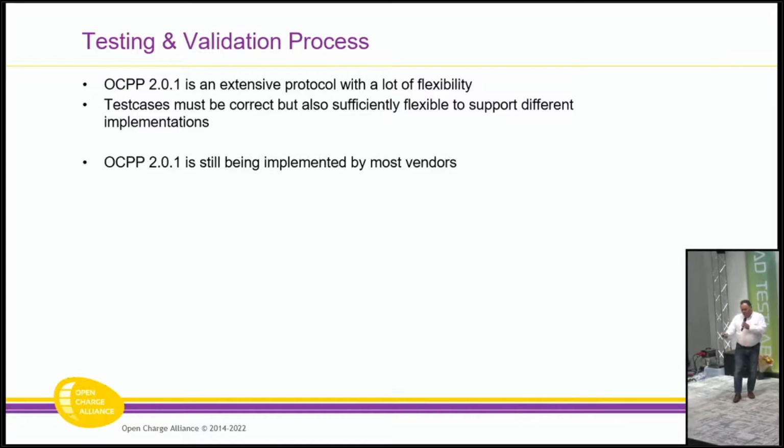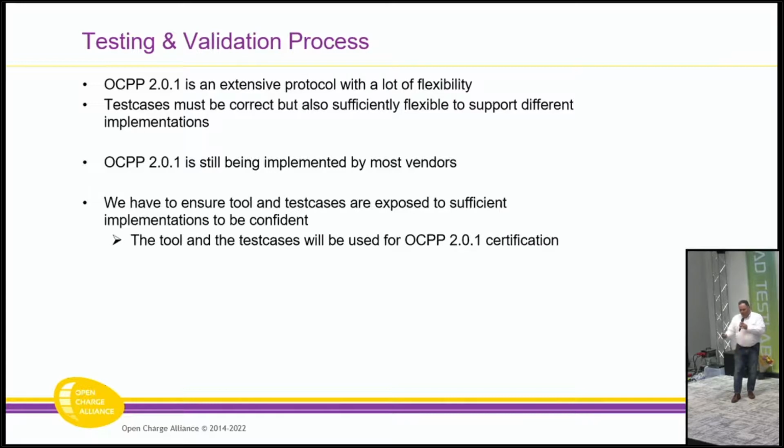What we also see is that OCPP is still being implemented. That makes our testing a little more complex because we don't have a finished implementation yet to test against. So we're working with moving targets. And we also have to make sure that we expose the tool and the test cases to sufficient different implementations, because as with any product specification, you have different interpretations of that specification. So the tool must be flexible enough to deal with that: different options, different implementations.